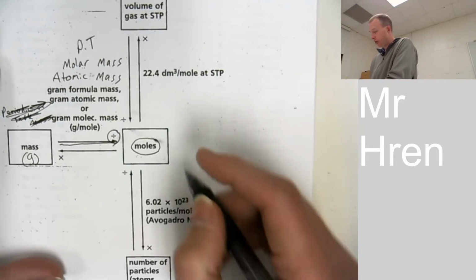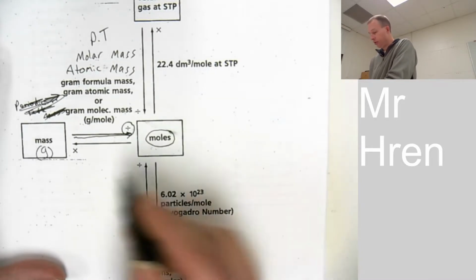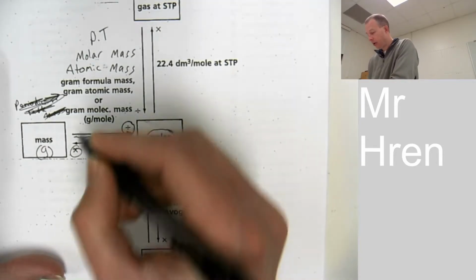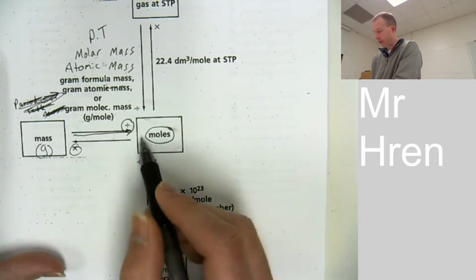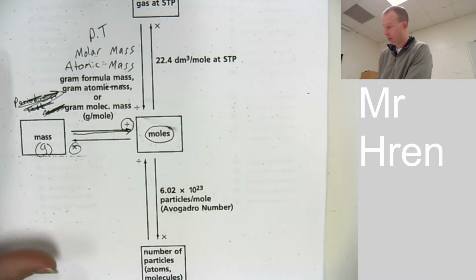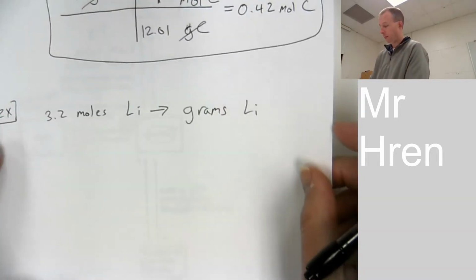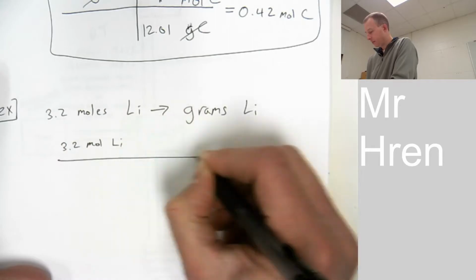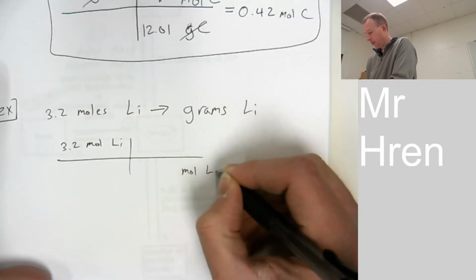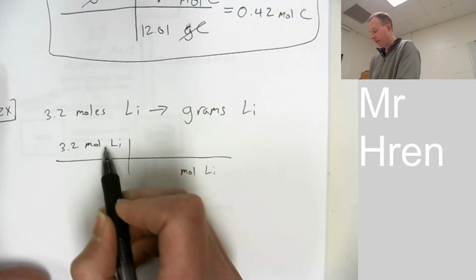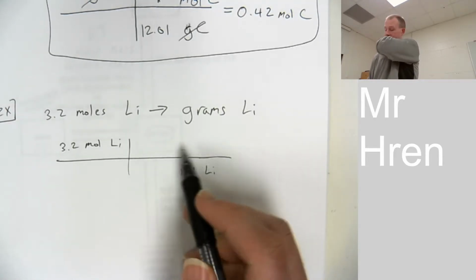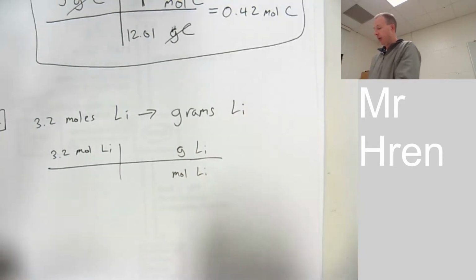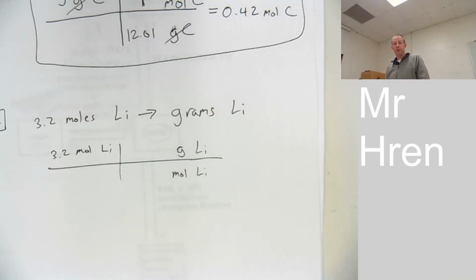So in this case, we're starting with moles of lithium, and we're going to grams. So we're going from moles to grams, moles to mass. This means we're going to multiply by the periodic table mass. Same setup: 3.2 moles of lithium. Remember, whatever you have there, you copy it down there automatically. This just gets copied automatically, no thinking, you just do it. Our goal is to get grams of lithium.